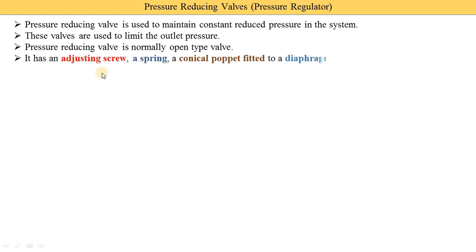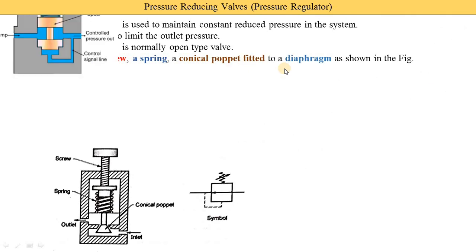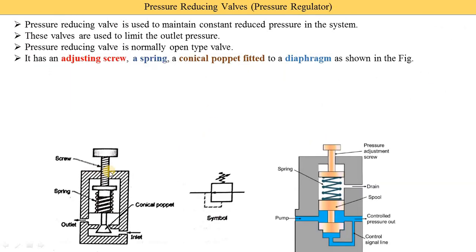It has an adjusting screw, a spring, and a conical poppet fitted to a diaphragm, as shown in this figure. Now here you see this figure, the second image. In this image, this sectional view indicates the outer body, and here is the conical poppet; this side is the inlet. This conical poppet is connected with the spring and the spring is connected with the screw, means if we rotate the screw then the tension of the spring is increased and we are able to set the pressure of this pressure reducing valve. This side is the outlet, and this is the symbol of the pressure reducing valve.